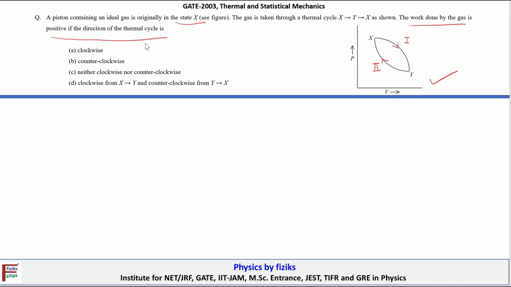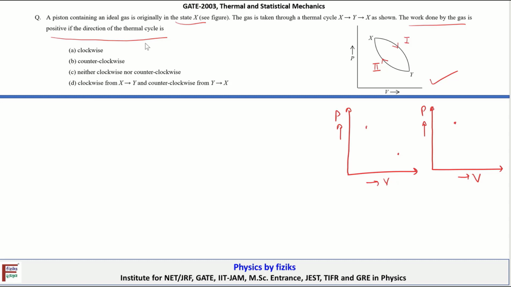So in principle what we can do is we can resolve this process into two different processes, and let's see how we can predict whether the work done in this cycle is positive or negative. Okay, so here I will draw two different PV diagrams, one depicting the process 1 and another one depicting the process 2. P versus V diagram. Okay, so let's fix the points X and Y. These are the two equilibrium states.